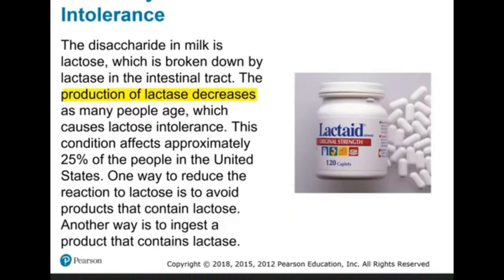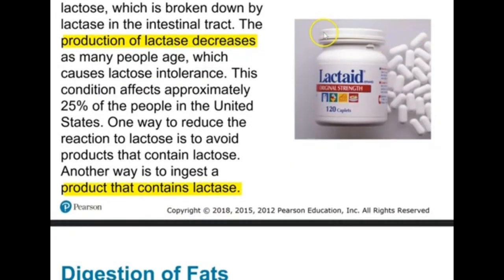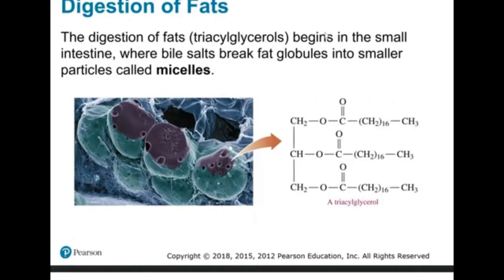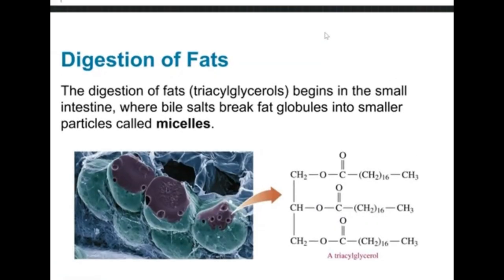Now, it can be to a different degree, but basically what happens is people with lactose intolerance will eat lactose-containing products, and they will have bloating, diarrhea, and so on and so forth. It can be helped by ingesting drugs that contain lactase, just to help you digest lactose, or by avoiding products that may contain lactose. I think I'm going to go through digestion, and we're going to call it a day.